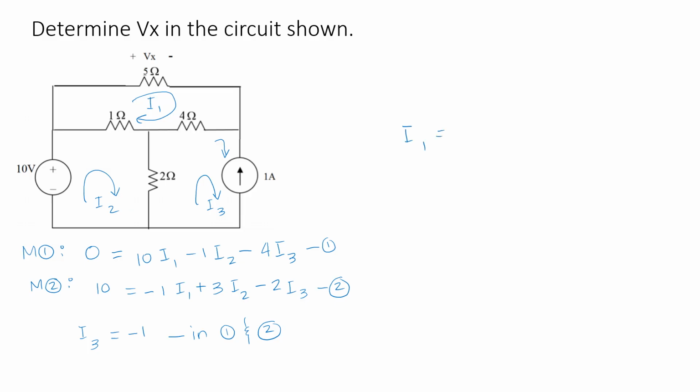And I1 will be equal to negative 0.1379 ampere. We need I1 because we are to solve for Vx, and Vx is the voltage across 5 ohms. The current through 5 ohms is I1. Once more, Vx is equal to, by Ohm's law, 5 times I1. Substituting I1, our Vx would be equal to negative 0.69 volts. So there is your answer for the unknown.